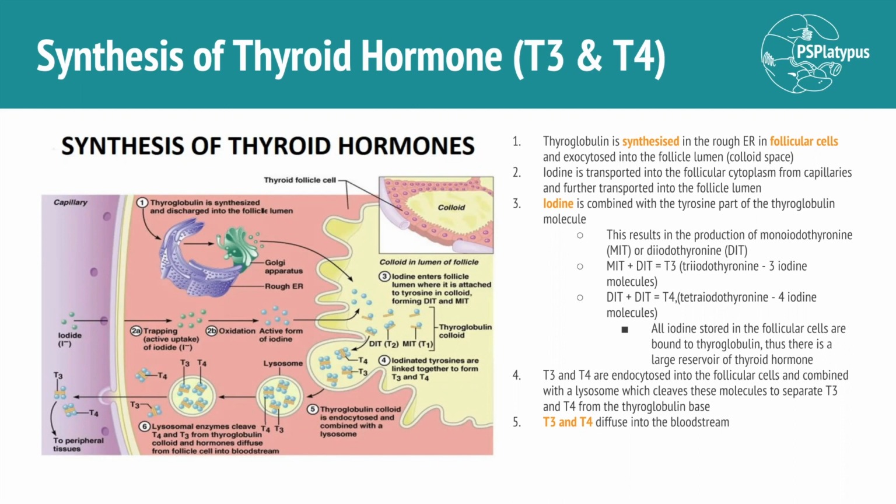Now that we have T4 and T3 still bound to the thyroglobulin in our colloid space, it is then endocytosed into the follicular cell and combined with lysosomes, which cleaves off the thyroglobulin base to leave us with T3 and T4, which diffuse into our bloodstream and affect their target organs.